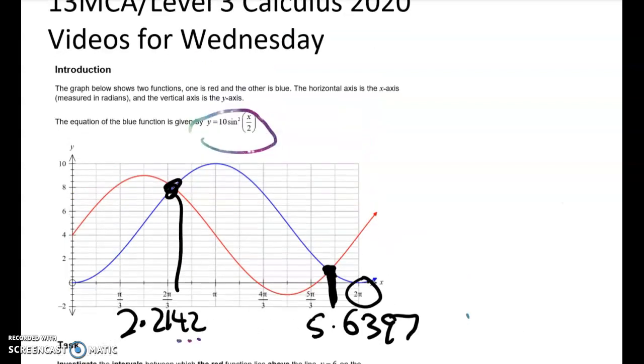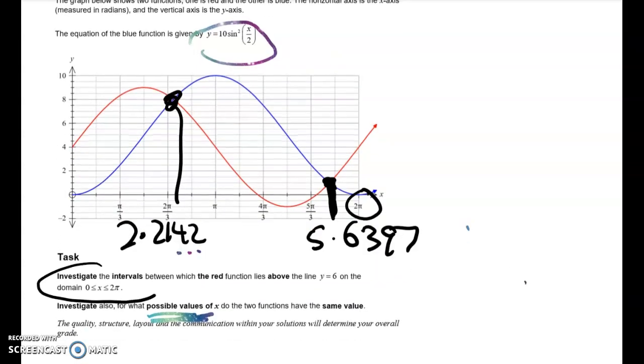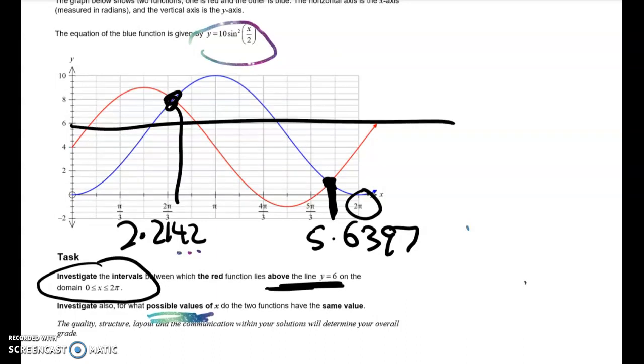Let's just quickly go over the whole thing. The first thing we had to do was find the function, which was the red curve, and then we had to solve a problem investigating intervals where the red function was above the line y equals 6. Right, so we drew that in, and we found that that was the bit of the red curve that we wanted. In the second part, we had to link up the blue curve and the red curve and investigate whether two functions had the same value. So first we looked at the general solutions, and then we looked at a couple of particular solutions.